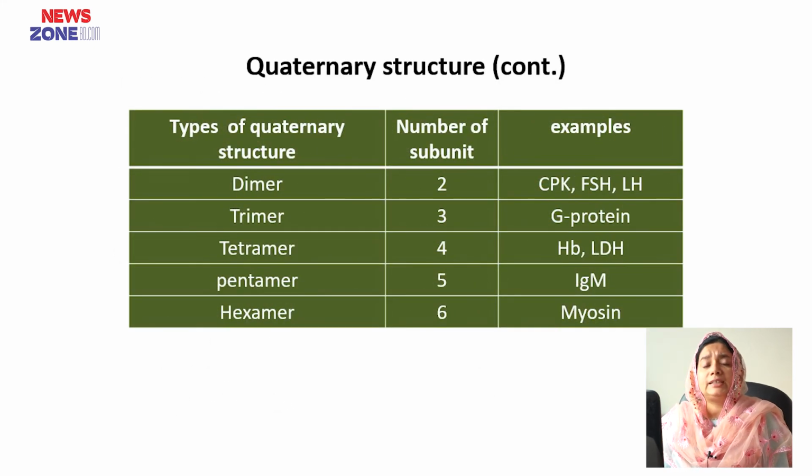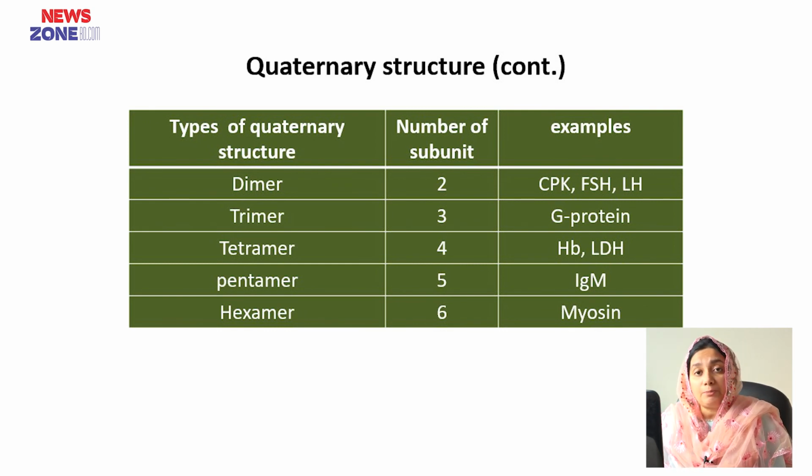For example, there are different types of quaternary structure. Dimer means 2 polypeptide chains are present. Creatine phosphokinase is a good example of a dimer. That means in creatine phosphokinase there are 2 polypeptide chains. Trimer means 3 polypeptide chains are present. For example, G protein is a trimer. Tetramer has 4 polypeptide chains, and hemoglobin is a very good example of a tetramer.